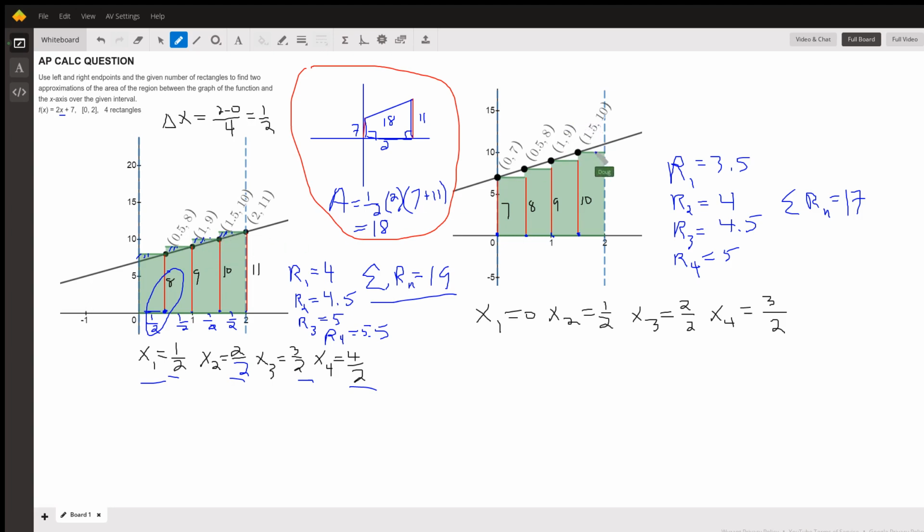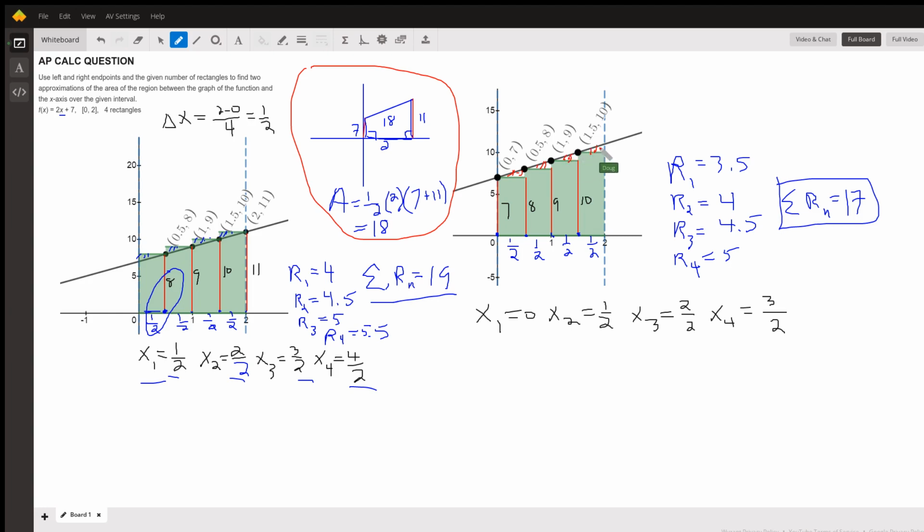Now over here, for using left-hand endpoints to calculate the height of the rectangle, again, each of these is 1/2. But we're using the left-hand endpoints. So the area of this rectangle is 7 times 1/2, which is 3.5. 4, 4.5, 5. We get the sums of the areas of those 4 rectangles of 17. That is an underestimate of the exact area because we didn't count these regions right here.